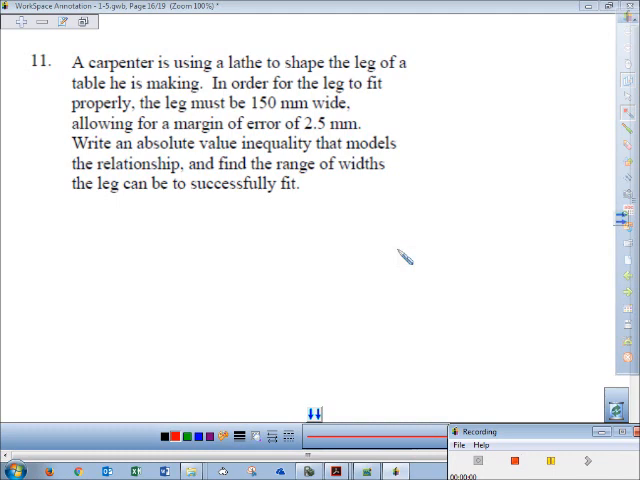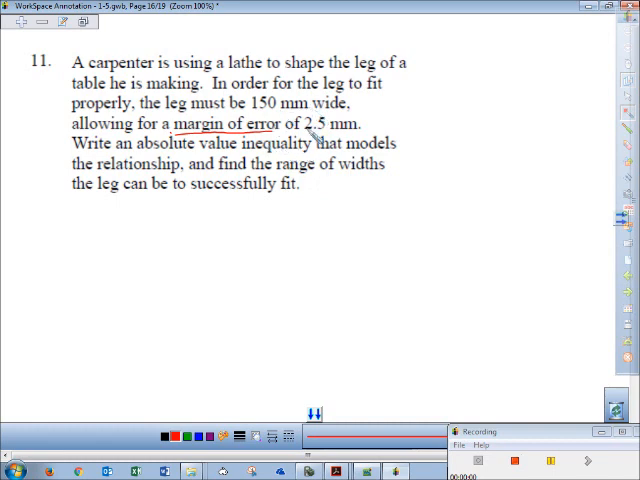So let's put this to the test with some story problems. Let's actually use this for something. So here's a story. A carpenter is using a lathe to shape the leg of a table he's making. In order for the leg to fit properly, the leg must be 150 millimeters wide. But there's a margin of error, sometimes called the tolerance, of 2.5 millimeters. So write an absolute value inequality that models this relationship and find the range of width the leg can successfully fit.